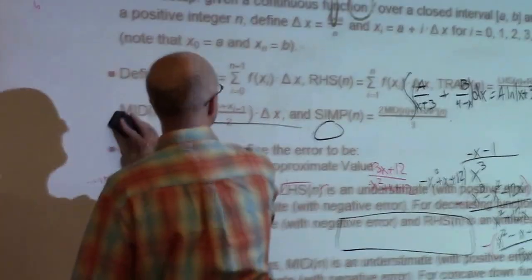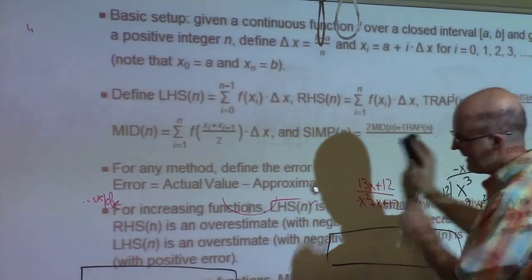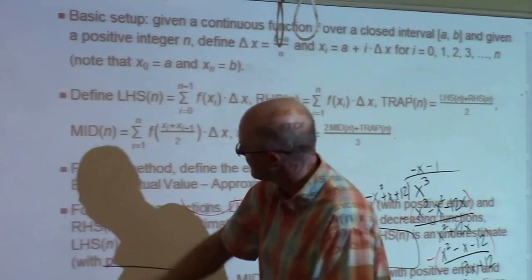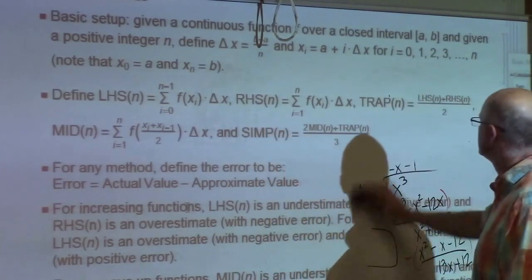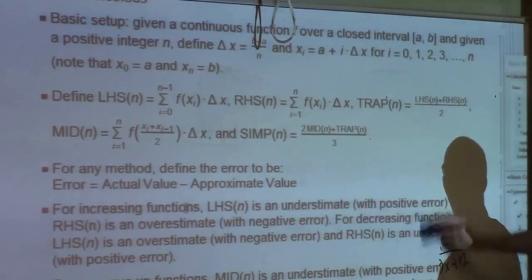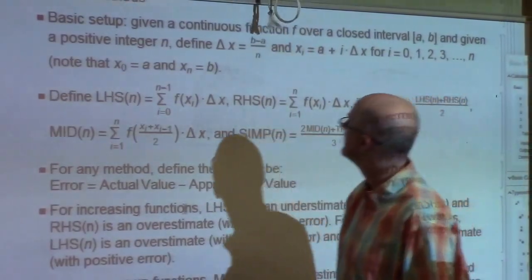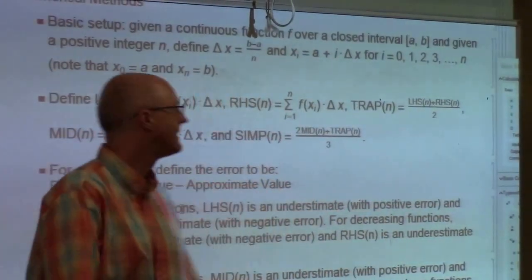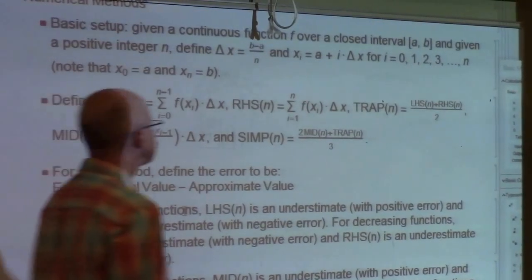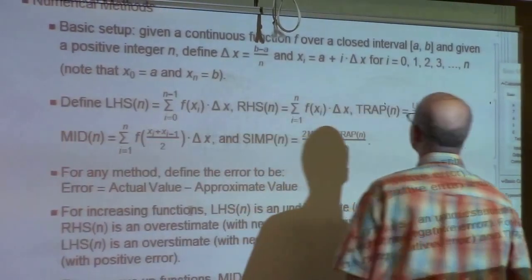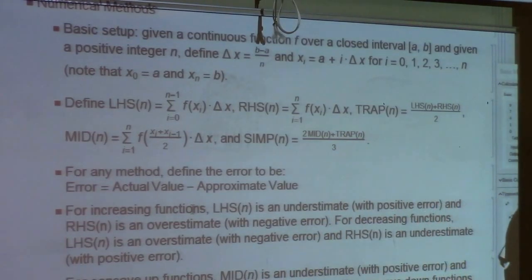You're given a nice continuous function over a closed interval and a positive integer n, the number of subintervals. You first define delta x, or delta t, depending on the application. It would be b minus a over n. That'll be the width of each little subinterval. You let x_i be a plus i times delta x, and in typical examples, we typically let a be 0, but it doesn't have to be.